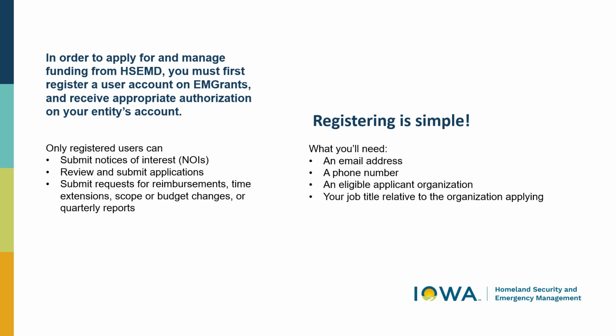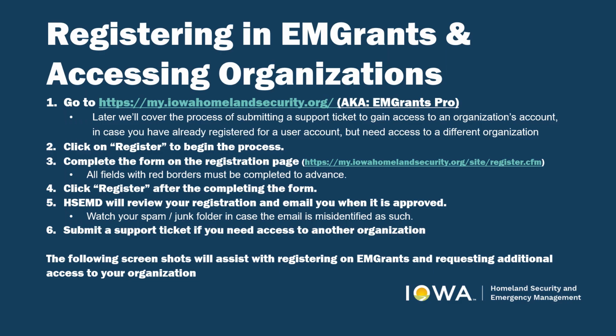You just need an email address, phone number, information about your organization, and your job title relative to the organization. Here's a step-by-step guide for registering in EM Grants and accessing your organization. First, go to my.iowahomelandsecurity.org. This site is also known as EM Grants Pro and was previously known as MB3. Click on Register to begin the process.